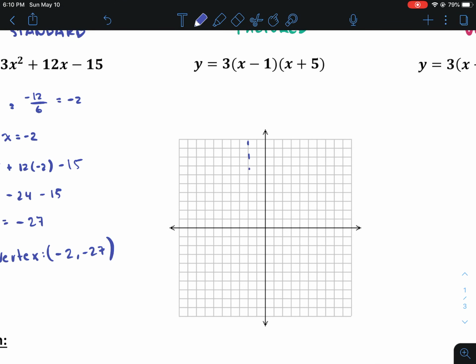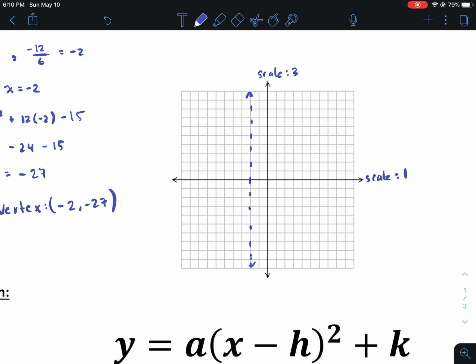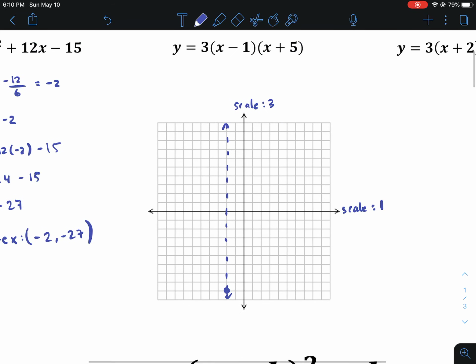So we know that the axis of symmetry is here, and just so I can sketch this, I'm going to scale my y-axis by 3, and we'll just scale x by 1. So negative 2, negative 27 is going to be right there.